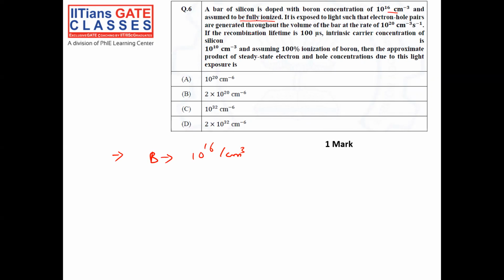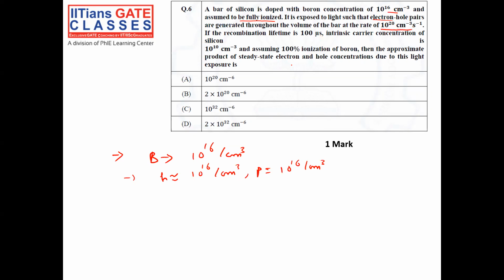What is the meaning of fully ionized? Each boron atom gave one hole to the valence band of the semiconductor. That means the hole concentration is approximately equal to 10 power of 16 per cm cube, or the concentration of holes p is 10 power of 16 per cm cube. It is exposed to light such that electron hole pairs are generated throughout the volume of the bar, at a rate of 10 power 20 per cm cube per second.